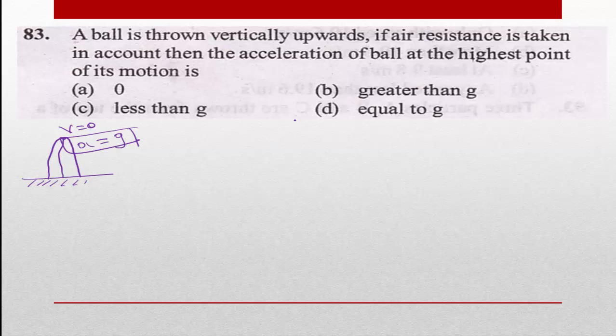Therefore, it is equal to g value. Option D is the right answer. For any body thrown upwards, at the highest point the final velocity of the body is 0. The air resistance is 0 and the net acceleration is equal to the acceleration due to gravity. Option 4 is the right answer.